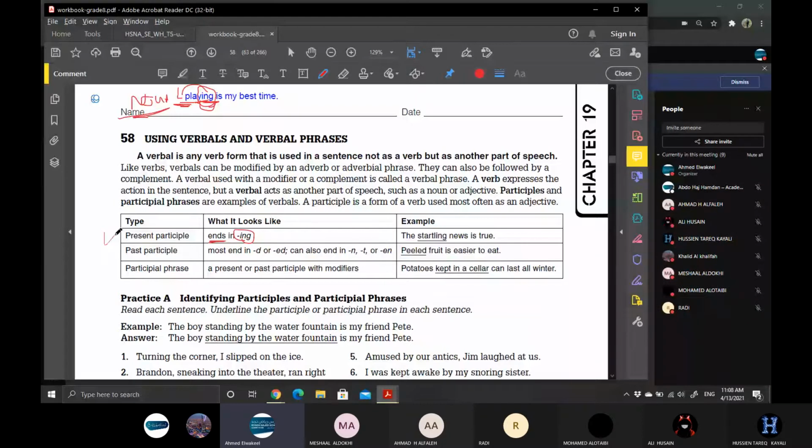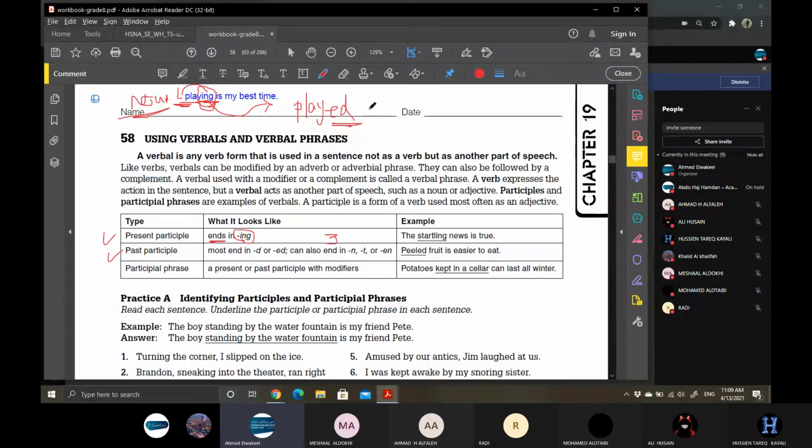A second form is the past participle. We can have the past participle by two means. Number one, if the tense itself is past participle or the third form of the verb. Like, for example, if we have play, we keep play and add to it ed in order to become played. That's one form. So we can have that form, played, in order to get the past participle.